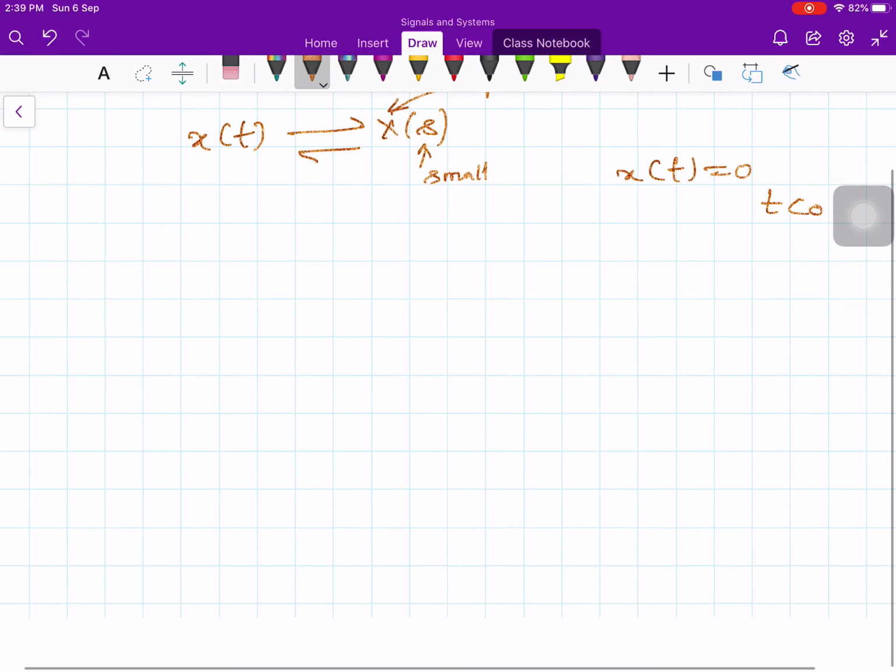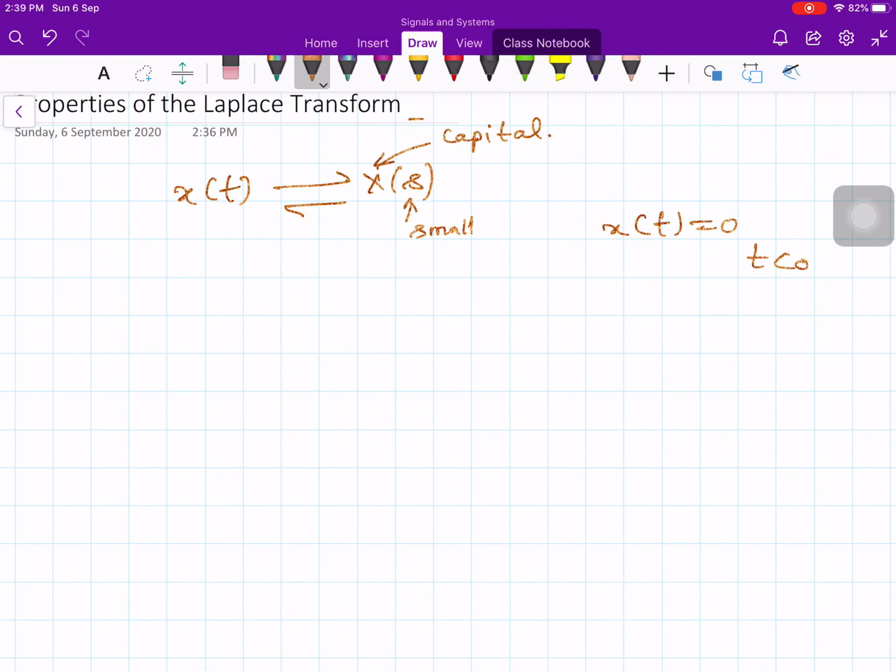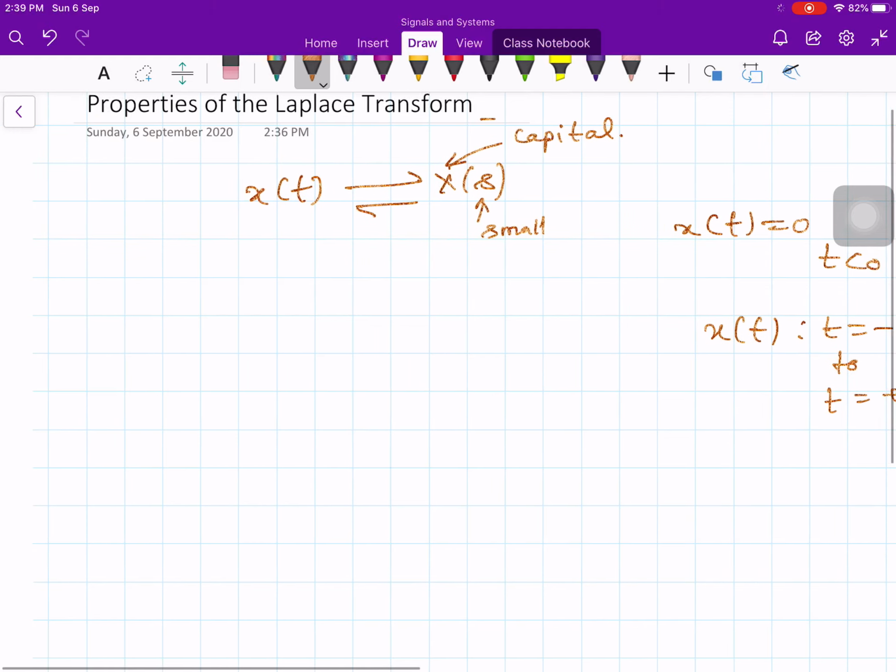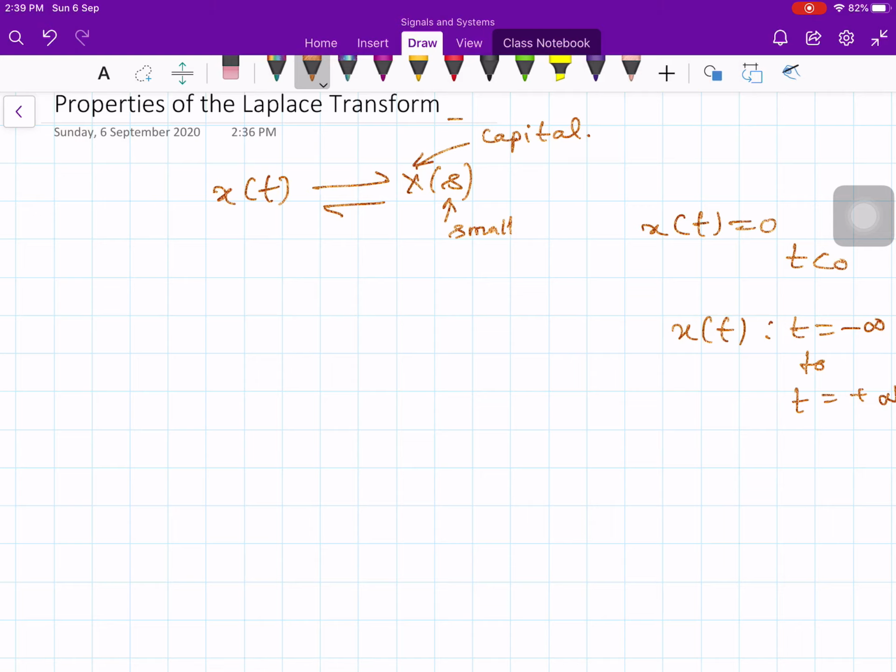Whereas the Fourier transform deals with functions where x of t can exist from t equals minus infinity to t equals plus infinity. So basically that is a difference that creates some differences. Otherwise the properties are quite similar. So the first property is linearity.